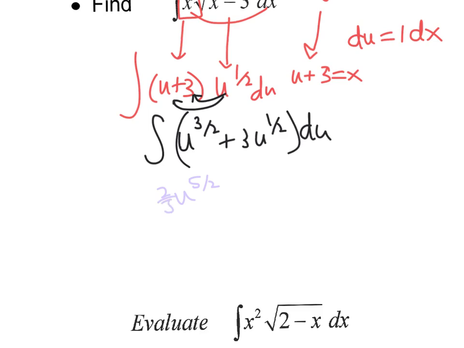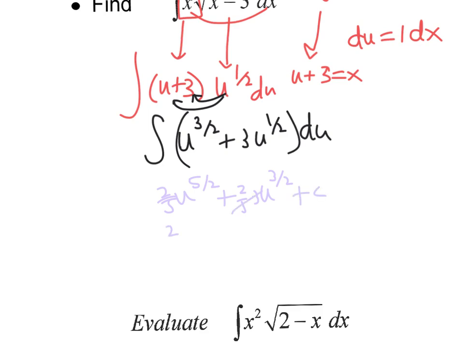U to the 5/2 times 2/5, right? Because you're dividing by 5/2, which is like times 2/5, plus u to the 3/2 times 2/3, but there's a 3 in front. So 2/3 times 3, the 3's are going to cancel, plus c.